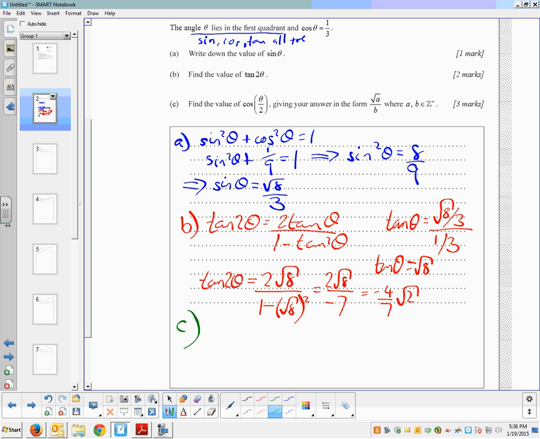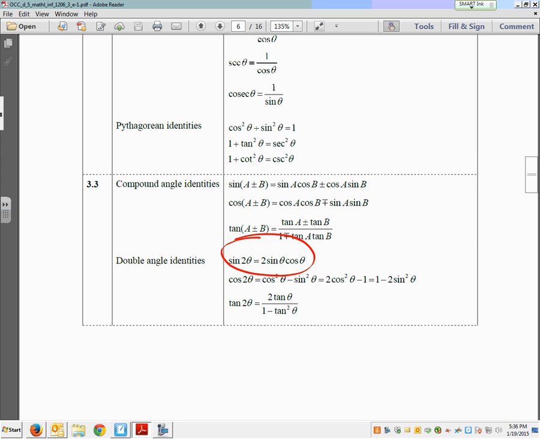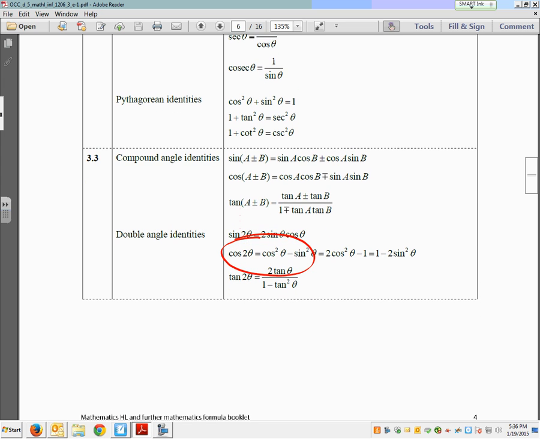Part C is find the value of cos theta over 2. Well, there's no formulas for cos theta over 2, but there is formulas for the double angles. So going back to here, that's handy, isn't it? There's the formula for the double angles, but actually I'm going to want to use this one that just uses the cos.